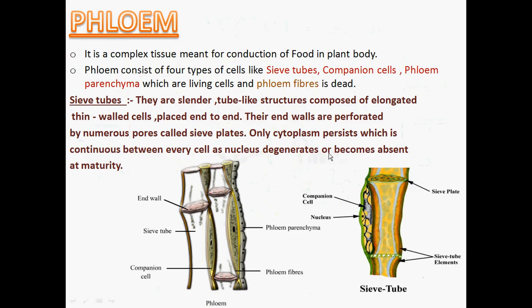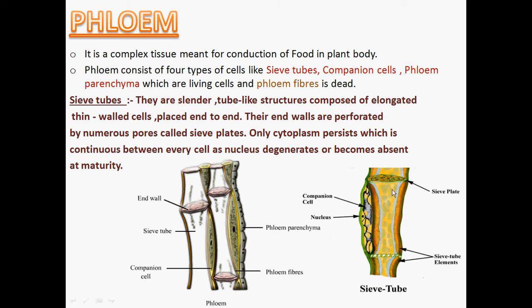Now we are going to study separately each and every type of cell present in the phloem. That means the sieve tube. So first of all, let us understand what actually the sieve tube is. The sieve tubes are slender, that means very thin. You can see in this figure, this internal whitish color tube is a sieve tube, which is being marked in both the figures I have pasted here.